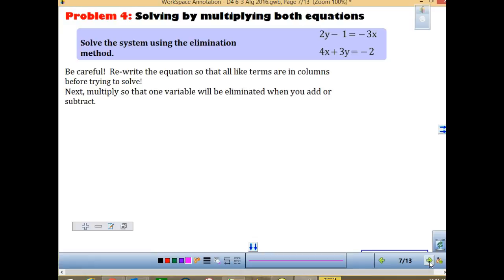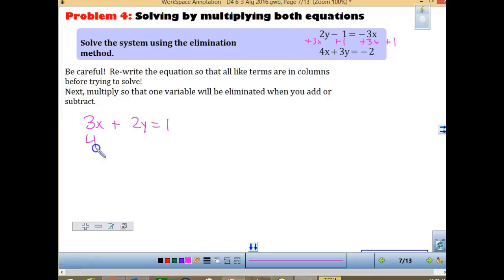First off, they're not set up in the right form, right? When you do elimination, you got to have the x's, the y's equals the numbers. So rewrite the equation so that all the terms are in the columns before trying to solve. Next, multiply. So we're going to do a little work, so make sure you start over here. That first equation, I'm going to have to add 3x, right, to both sides. And then I'm going to have to add what to both sides? Add the 1, right? Because we want the x, and since this equation is 4x, we're going to keep it in that same order. We're going to put 3x plus 2y equals 1.